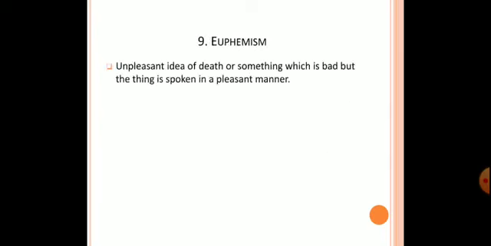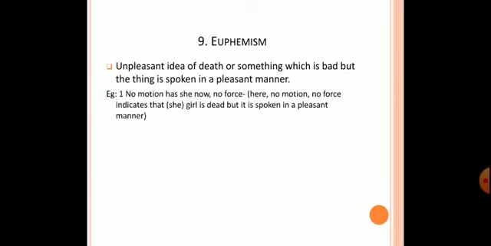Ninth one is euphemism, meaning an unpleasant idea of death or something which is bad, but the thing is spoken in a pleasant manner. Sometimes there is an indication of death or something which is bad, but still you can see something positive, or it is being said in a positive manner. That is considered as euphemism.